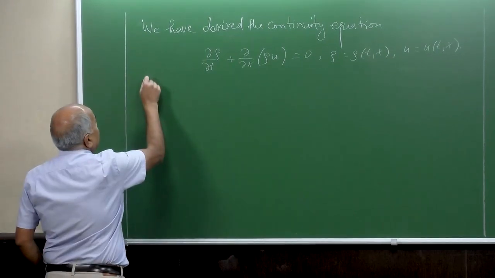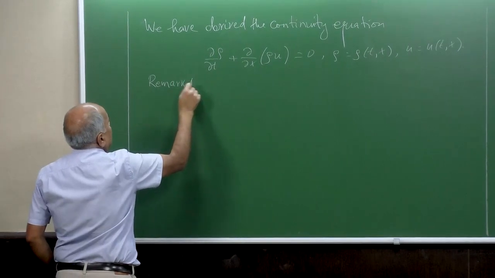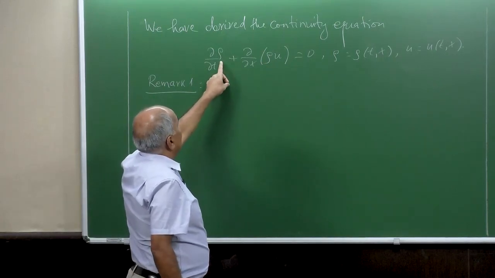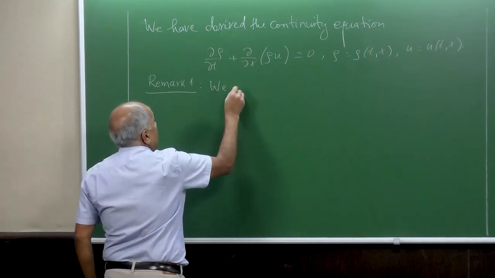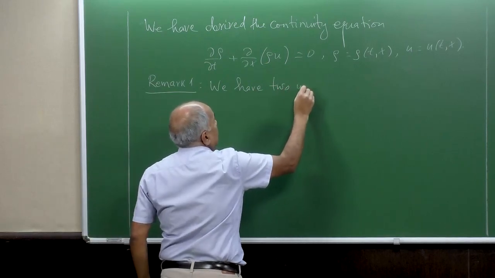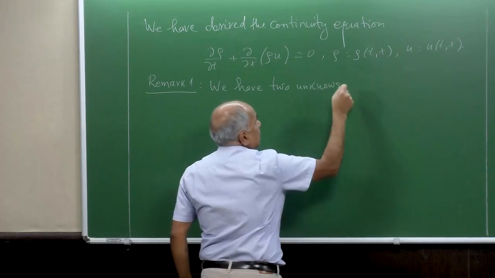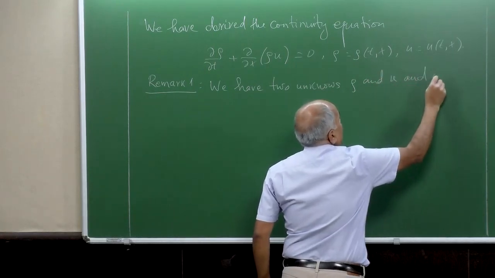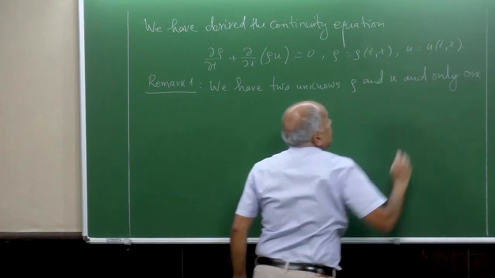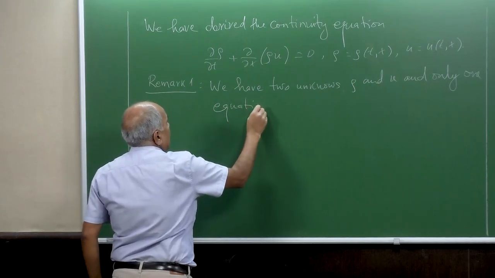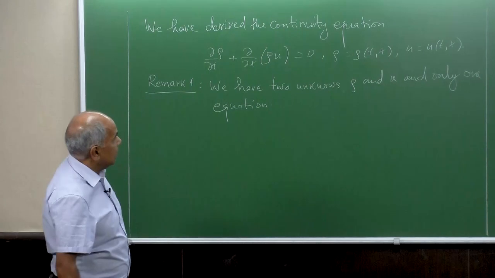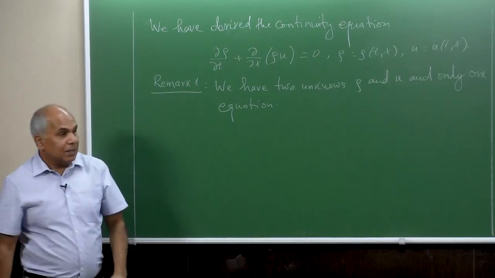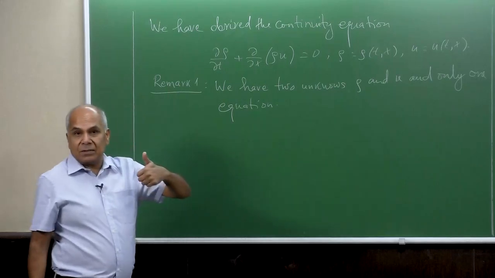So, the first remark. What do we see? We have only one scalar equation, but two unknowns, rho and u. So it means we cannot solve it, as you are aware from school mathematics. We need the number of equations to be equal to the number of unknowns. Here we have two unknowns and one equation, so we cannot solve.